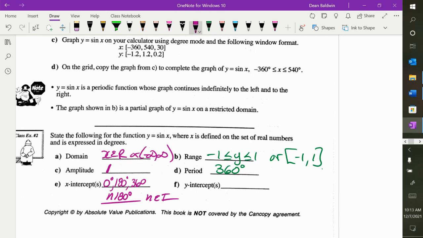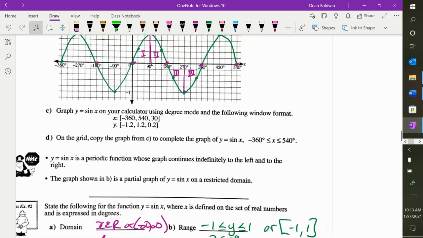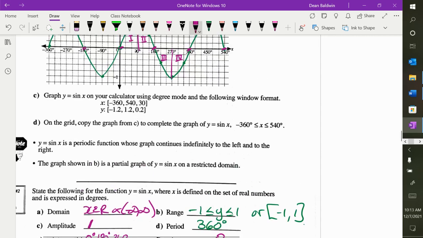Yeah, 0 times 180. All right. What's the y-intercept? 0. There's only one of them. Okay. You need to know the sine graph. Are you doing cosine as well? Yeah, I'm going to do it right now.